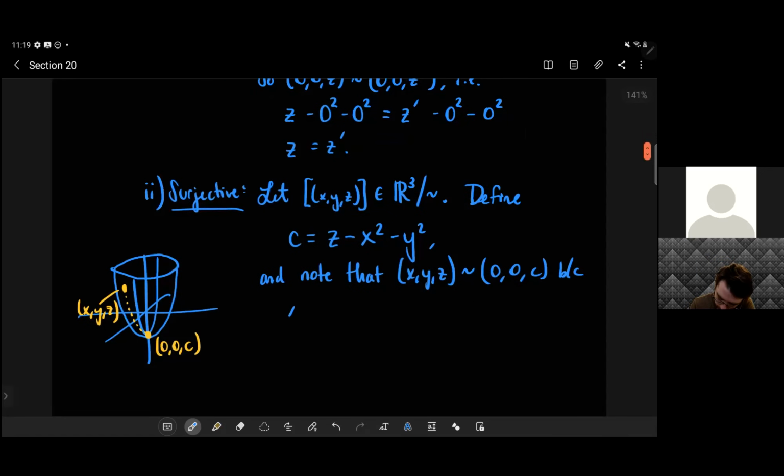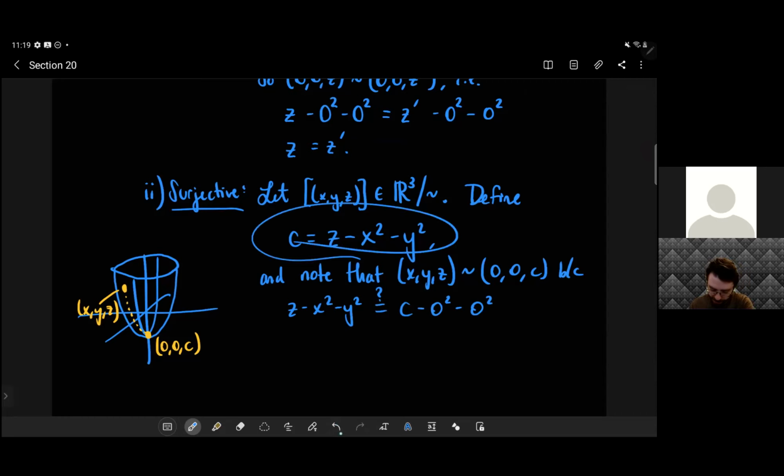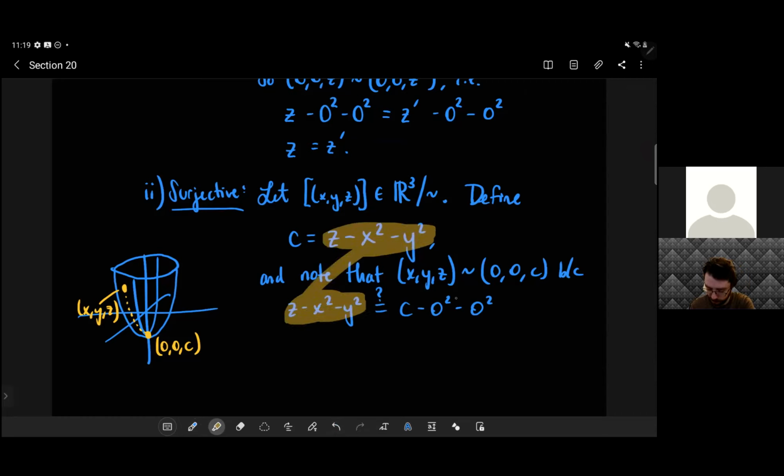Okay, well, z minus x squared minus y squared. We want to show, maybe I'll put a question mark, is that actually equal to c minus 0 squared minus 0 squared? Well, yeah, I mean, c is exactly z minus x squared minus y squared. The zeros don't matter. So yeah, we're defining it so it works that way.